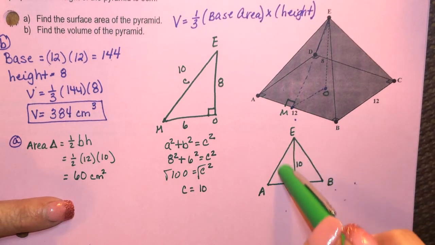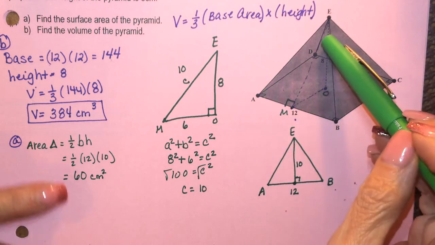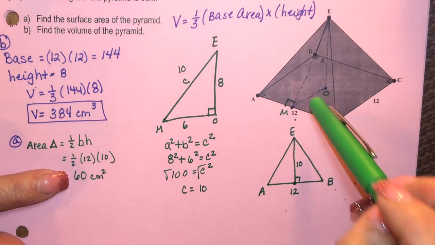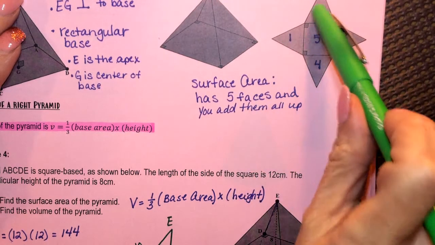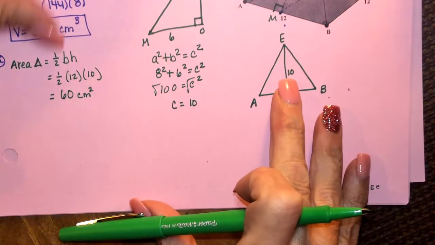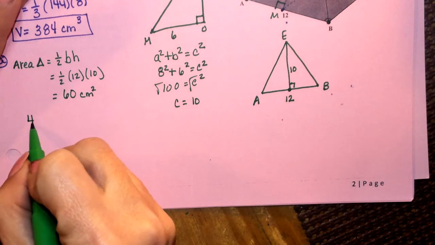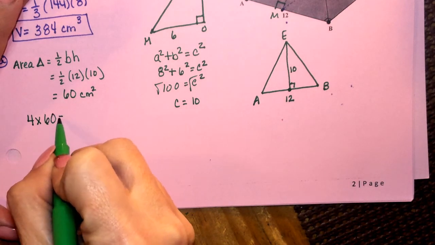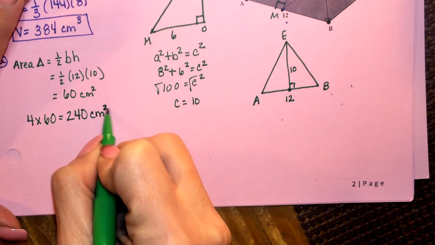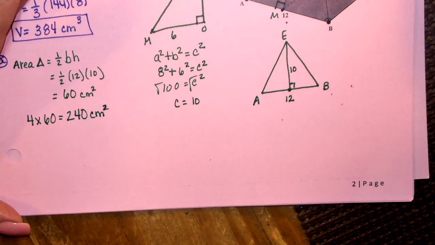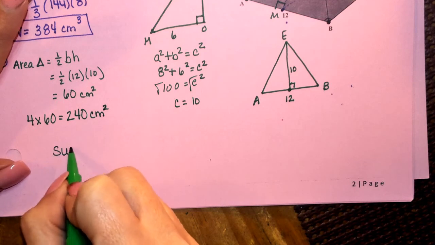So this triangle right here, which is this face, I found to be 60. Remember, how many of those do I have? I have 4. 1, 2, 3, 4. So 4 times 60 equals 240 centimeters squared.